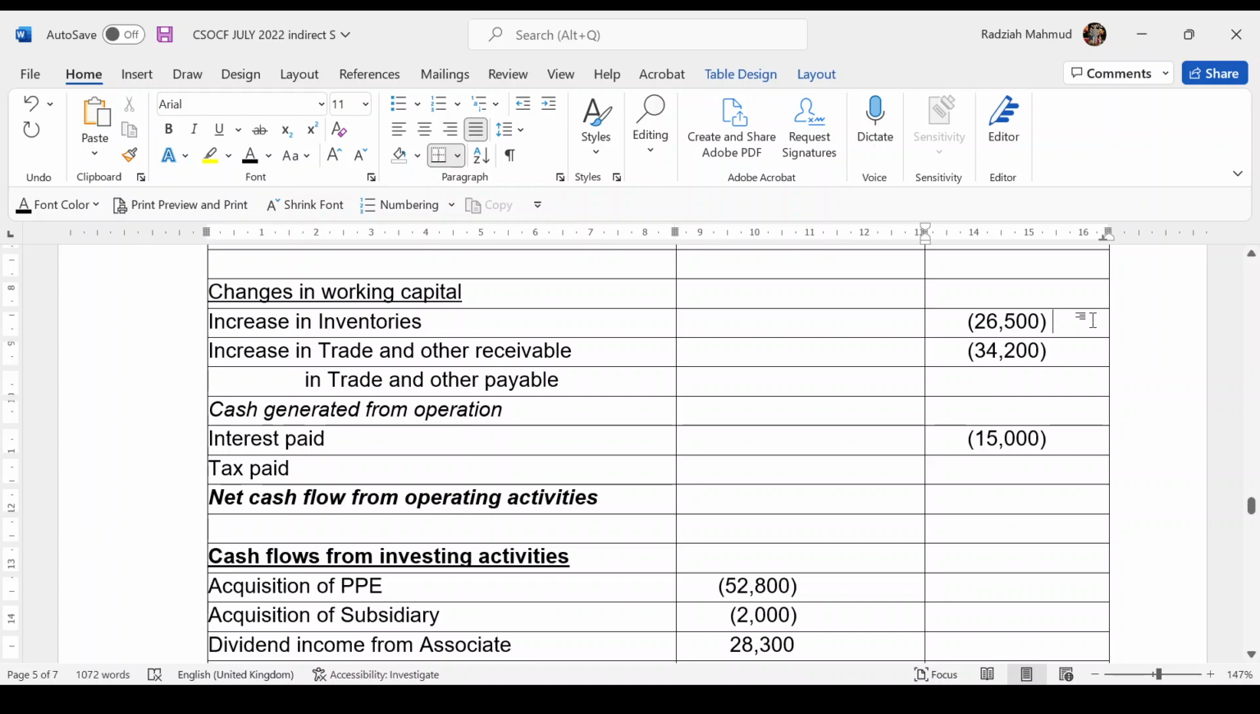I hope you will agree with me. When receivable increases, it means that we don't receive money from our receivable. So in other words, it is outflow. It is considered to be outflow.